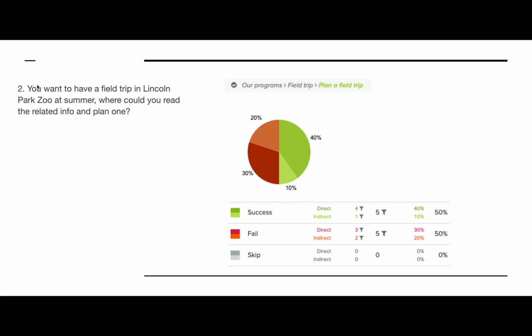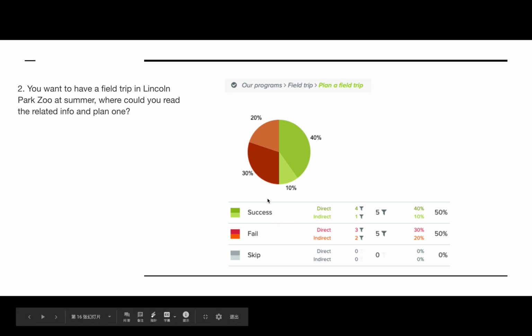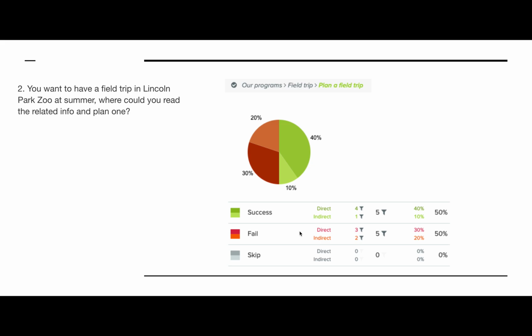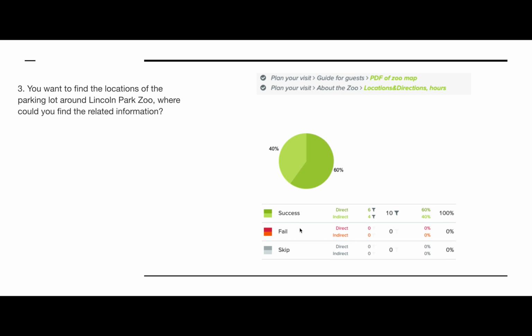The second is that if you want to have a field trip in Lincoln Park Zoo in summer, where could you read the related information and plan one? As you can see, the failure rate is pretty high. It's 50%. So I made some assumptions. What is the reason for that? Why could so many participants make a direct failure?